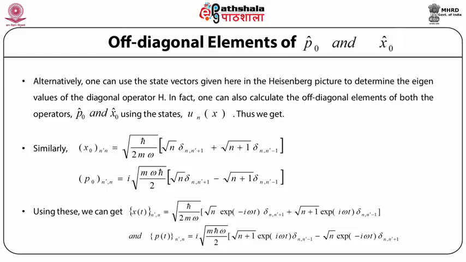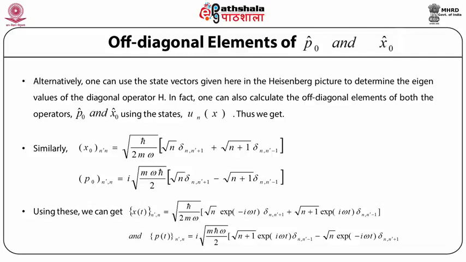Using these relations for the off-diagonal elements of the position and the momentum operator, we get the complete set of the position operator as a function of time, x_{n'n}(t) = √(ħ/2mω) (√n e^{-iωt} δ_{n,n'+1} + √(n+1) e^{iωt} δ_{n,n'-1}).